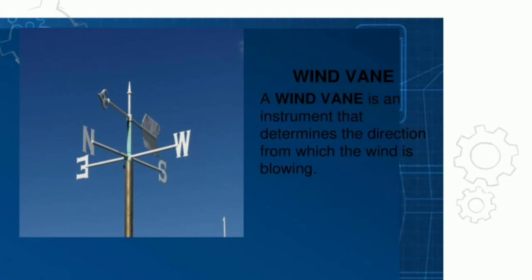If your answer is wind vane, you're correct. Now, let's talk about what a wind vane is. A wind vane is an instrument that determines the direction from which the wind is blowing. While many weather instruments can be somewhat complex in design, wind vanes are typically quite simple.